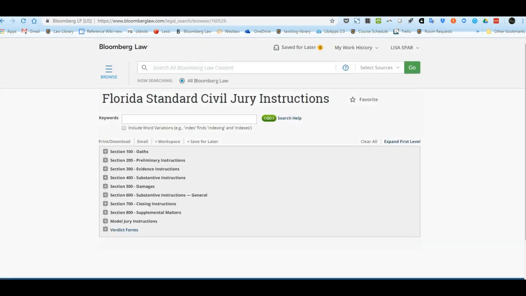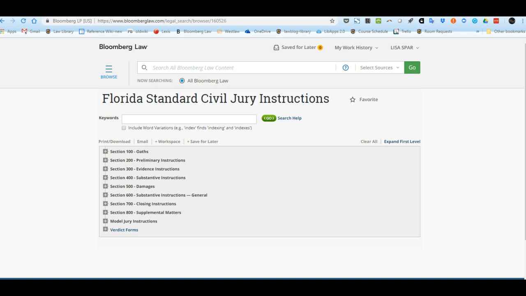And Bloomberg, like Lexis, doesn't really have anything good for New York. So that's a quick guide to jury instructions. Really, the best thing to remember if you're in New York is PJI. If you're not in New York, find out what the favored manual is for jury instructions from a practitioner, from a legal research guide.